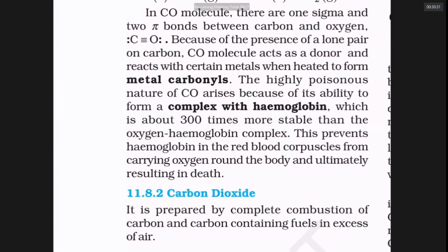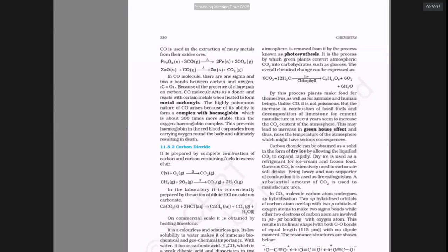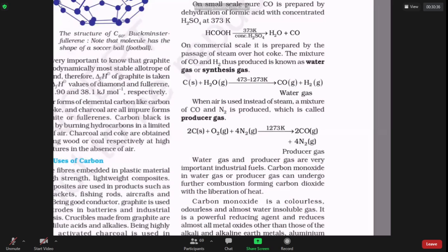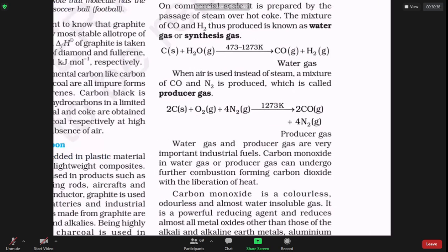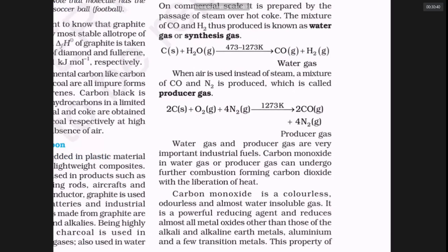Carbon makes another oxide called carbon monoxide. The carbon monoxide is formed due to incomplete combustion of carbon. When you pass steam over red hot carbon, steam means H2O, carbon means C, H2O plus C due to heating can give carbon monoxide. There are many questions on how carbon monoxide is generated.